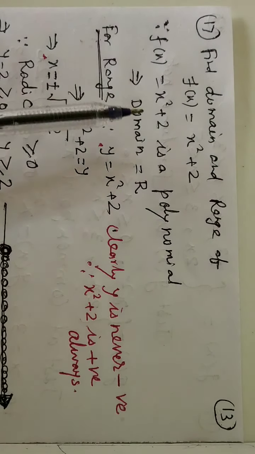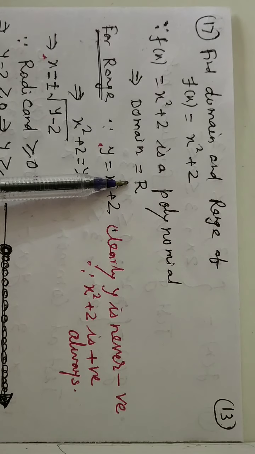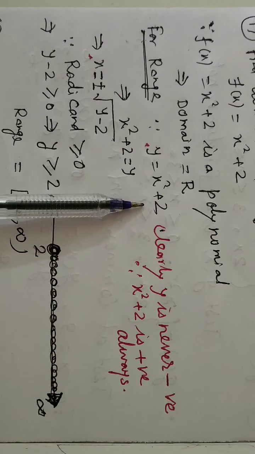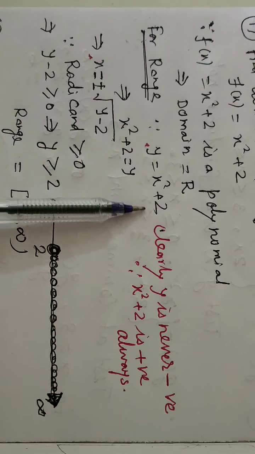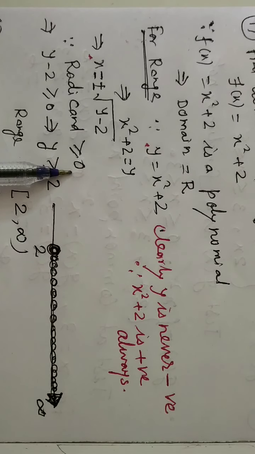Find the domain and range of this function. This is a polynomial function, so the domain is equal to all real numbers, no loss. For the range, y is equal to this. Now write x first, then x is equal to plus minus root of this. Now we know that the radicand is more than or equal to 0, so y minus 2 is more than or equal to 0, so y is more than or equal to 2, so the range is 2 to infinity, no problem.